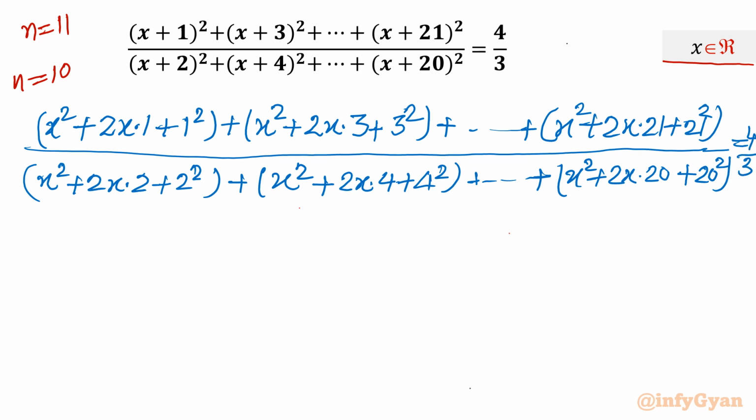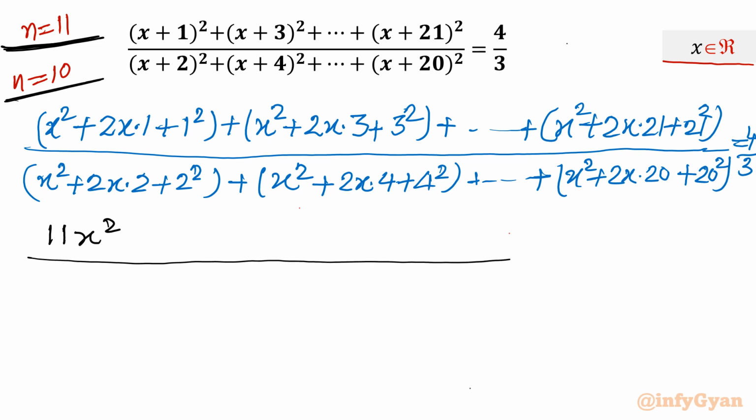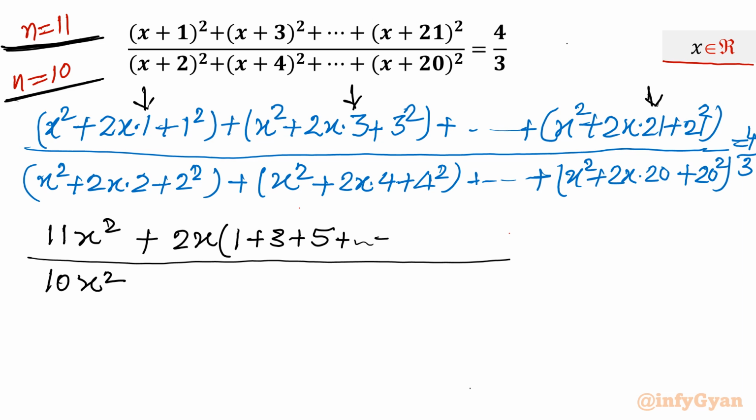Now let us collect all the x squares first. How many x squares will be there? 11 in the top, because 11 brackets are there: 11x². And in the bottom side, there will be 10, so I can write here 10x². Now come to the 2ab term. So 2x, now 1 is there, then 3, then 5, up to 21. So I will collect 1 + 3 + 5 up to 21.